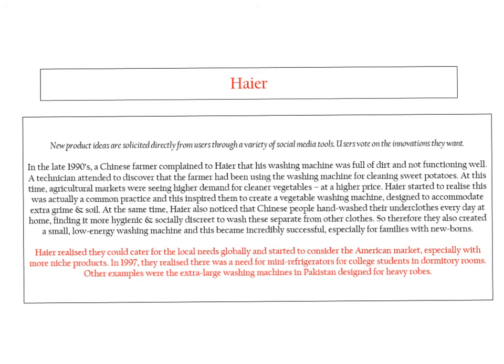And that's when they started to innovate and create this technology to help them research this. The reason why they're also achieving the cost factors is because once they got the idea, they mass produced it. But also, using the technology helped to reduce marketing costs as well. So they realised that they could cater for local needs globally and started to consider the American market. They made more niche products, for example, mini refrigerators for college students. Another example, in the Pakistan market, they designed extra large washing machines designed for heavy robes. So they achieved the localization, the local responsiveness, but they also achieved the cost factors.